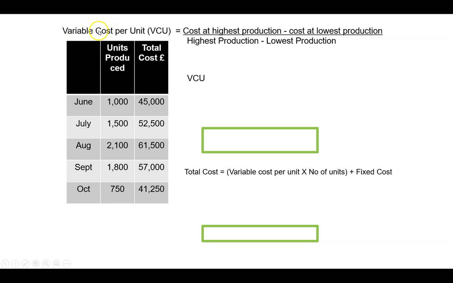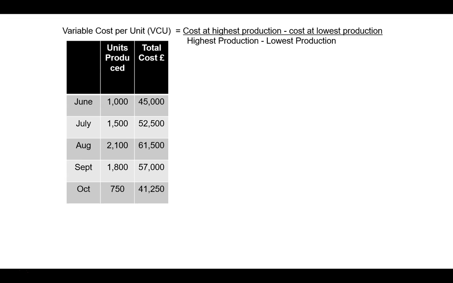Take your time. Variable cost, first work out our variable cost per unit, which is cost at the highest production minus cost at the lower production. What is the cost at highest production? So the cost at highest production, we know the highest production is 2,100. So the cost is 61,000. And then the cost at lowest production, our lowest production is 750 and the cost is 41,000.